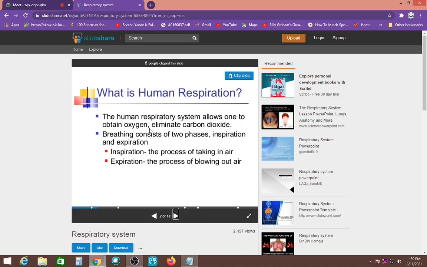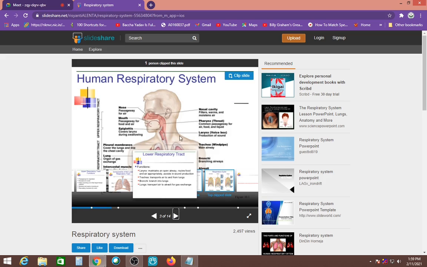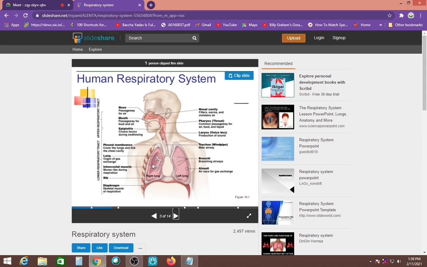It's to obtain oxygen and eliminate carbon dioxide. And how does it do this? Through gas exchange in the alveoli. Alveoli are inside the lungs. These are the alveoli, which are inside the lungs.